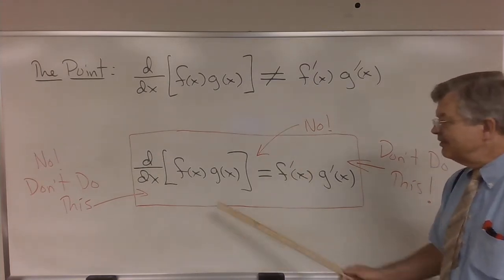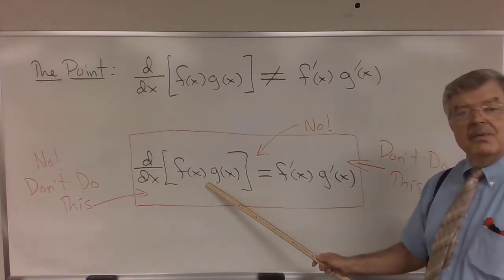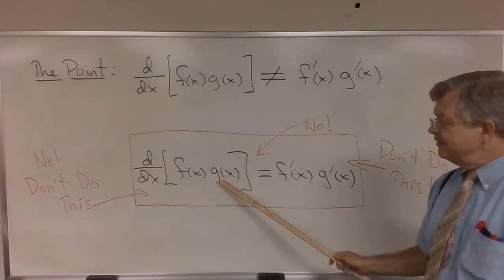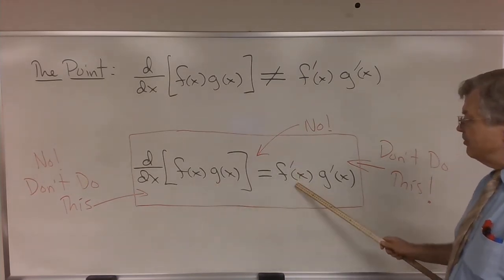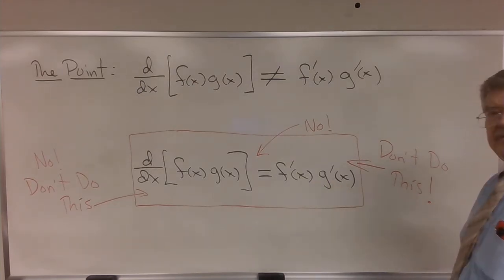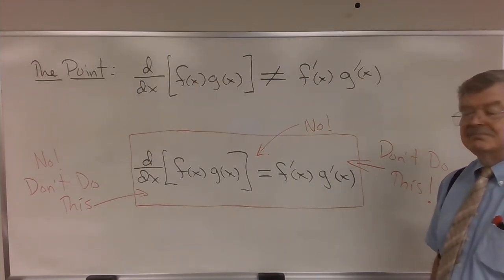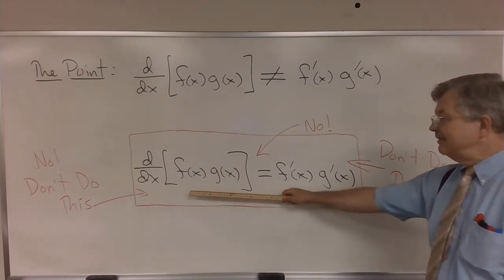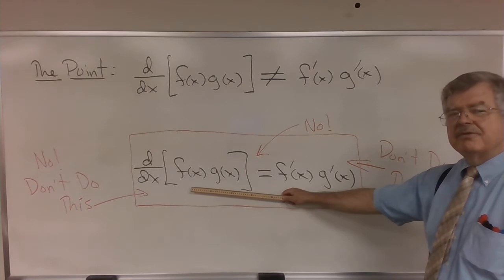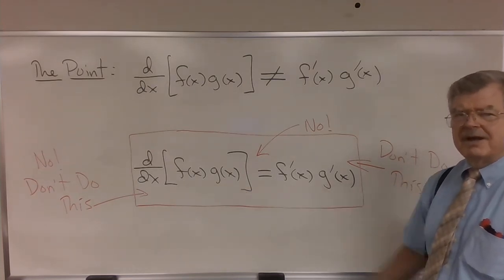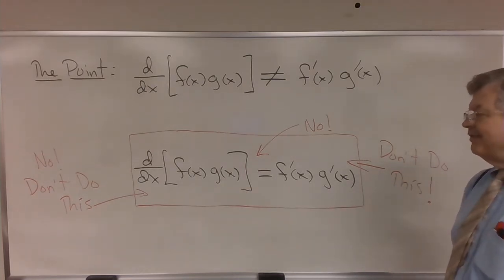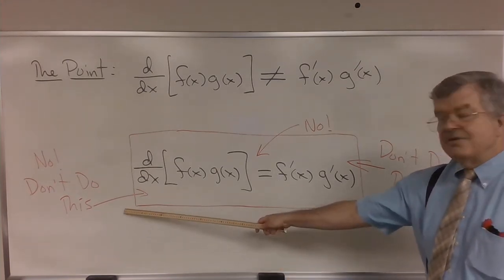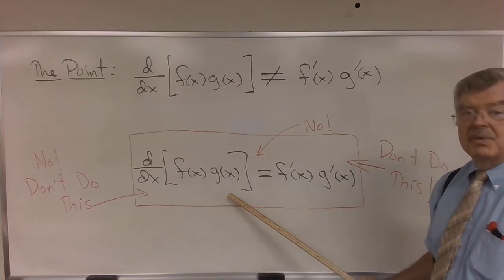And so I'm going to write out, which would be the intuitive thing to do, the derivative of a product is the product of each of the derivatives. But it doesn't work. So the common sense thing to do when we compute the derivative of a product turns out not to be right. And so I emphasize, no, don't do this. It doesn't work.